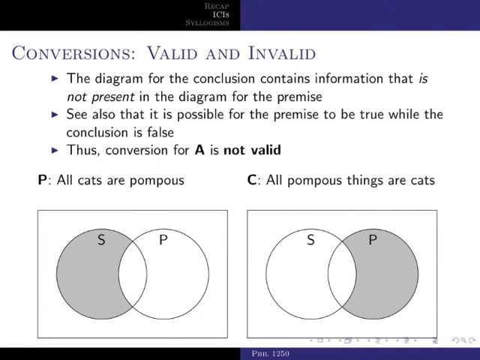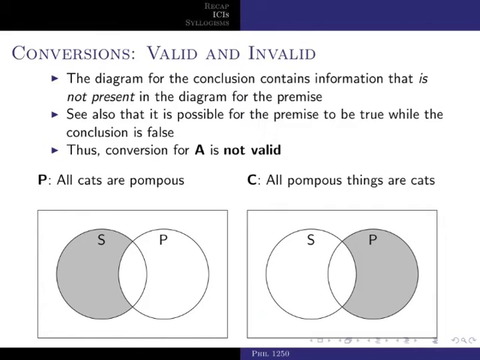So notice that the diagrams for the conclusion and for the premise are different, right? So they convey different information. And in particular, the diagram for the conclusion contains information that is not present in the premise. An example situation would be the following.